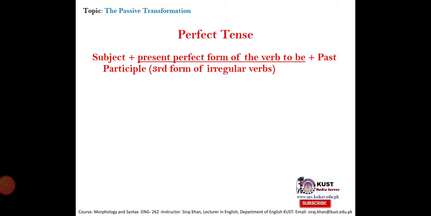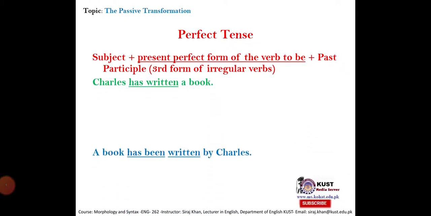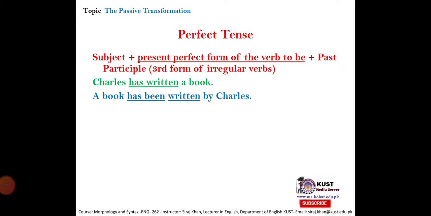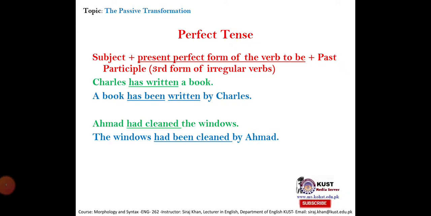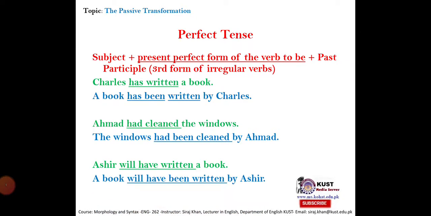Perfect tense. Subject plus present perfect form of the verb to be plus past participle, third form of irregular verbs. Like Charles has written a book. A book has been written by Charles. Ahmad had cleaned the windows. The windows had been cleaned by Ahmad. Ashir will have written a book. A book will have been written by Ashir.